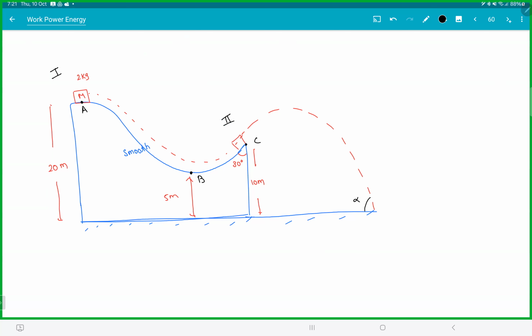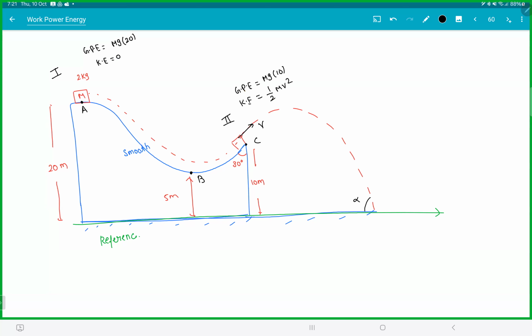State 1, state 2. Define your reference line. I will choose the ground as reference line. You can take actually anyone as reference. You could have taken this as reference. Then calculate your potential energy. Initially, gravitational potential energy, mg20. Kinetic energy, 0. It is at rest. Spring energy, there is no spring. So I will not write. State 2, gravitational potential energy, it is at a height of 10. So mg10. Kinetic energy, that's what we need to find. Let the speed be v here. Half mv square.